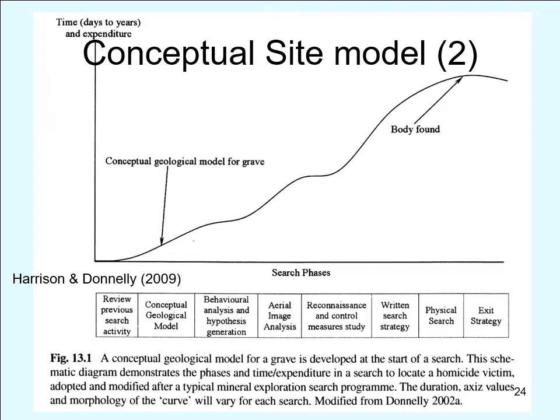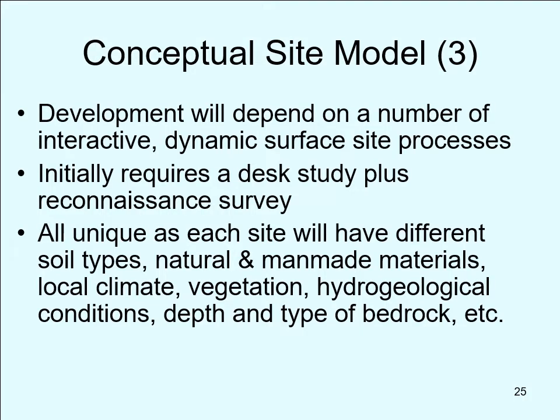Then you go in the field, do site work, reconnaissance surveys, maybe some control work. Then you write your search strategy, and then you start doing your physical search, because that's going to be the most expensive thing. So you're going to have all that information first, and then you have some sort of exit strategy. So either you found something, or you've done the thing that you said you'd do, written down in your documentation.